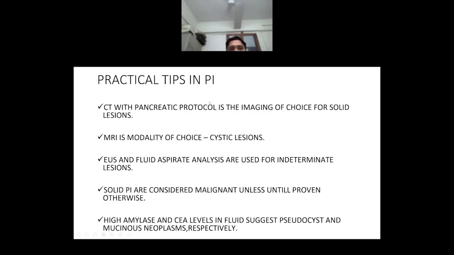And some practical tips in pancreatic incidentaloma. CT scan with pancreatic protocol is the imaging of choice for solid lesions, and MRI is the modality of choice for cystic lesions. Endoscopic ultrasound and fluid aspirate analysis are used for indeterminate lesions. Solid pancreatic incidentalomas are considered malignant until proven otherwise. High amylase and high carcinoembryonic antigen levels in the fluid suggest pseudocyst and mucinous neoplasm respectively.